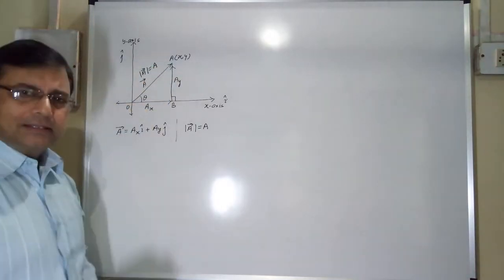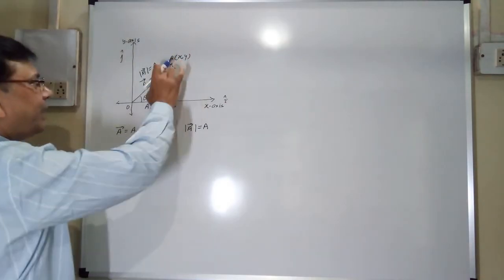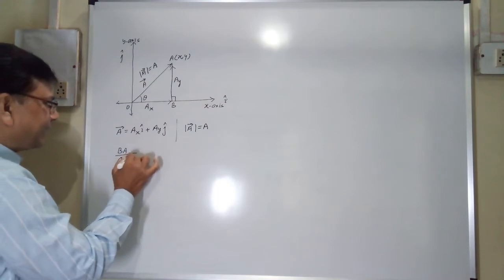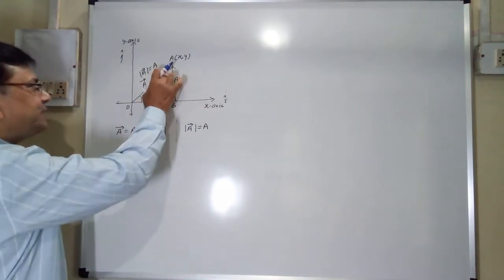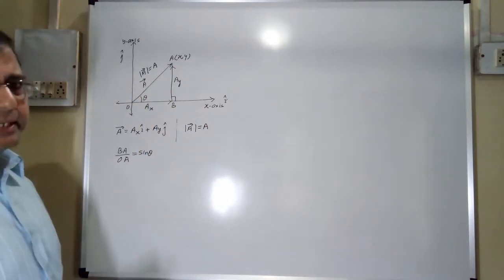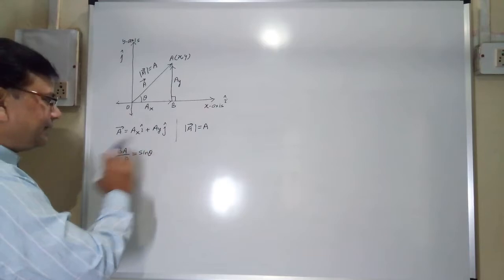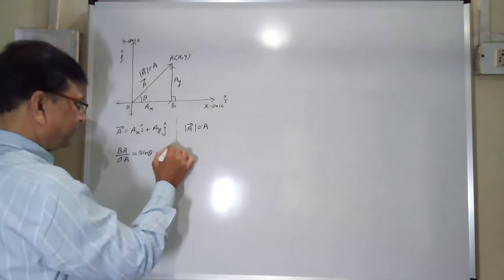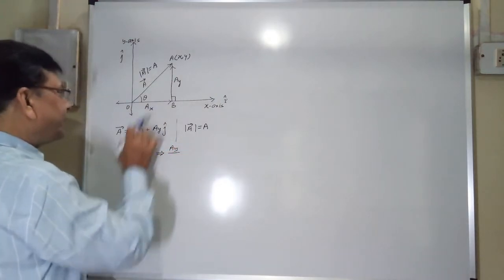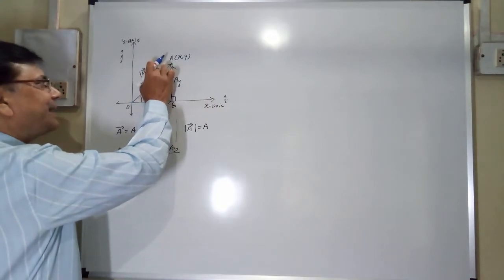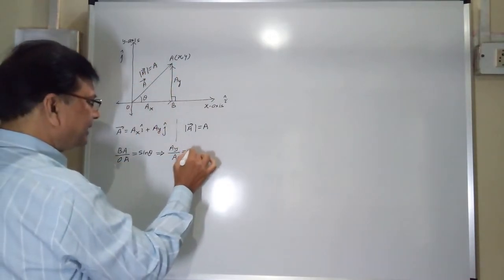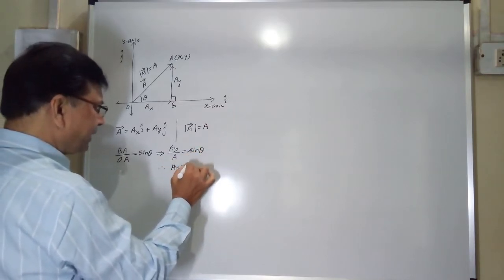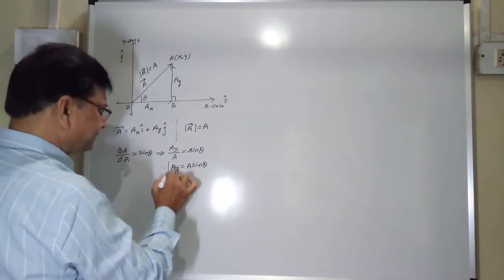So it is a right angle triangle. In a right angle triangle we know BA upon OA is equal to sine of theta, if this position vector is making an angle theta with the x-axis. This implies, what is BA? This is AY, so AY upon OA. OA is the length, length means magnitude, that is capital A, is equal to sine of theta. Therefore, AY is equal to A sine theta.